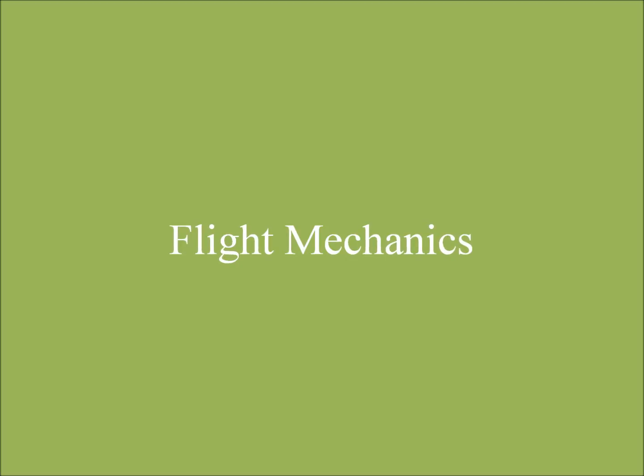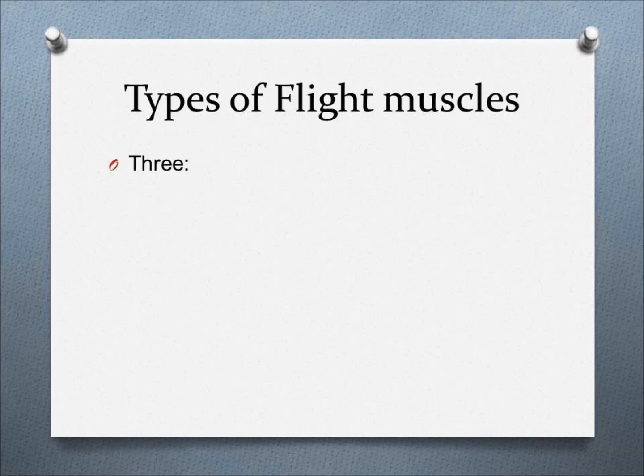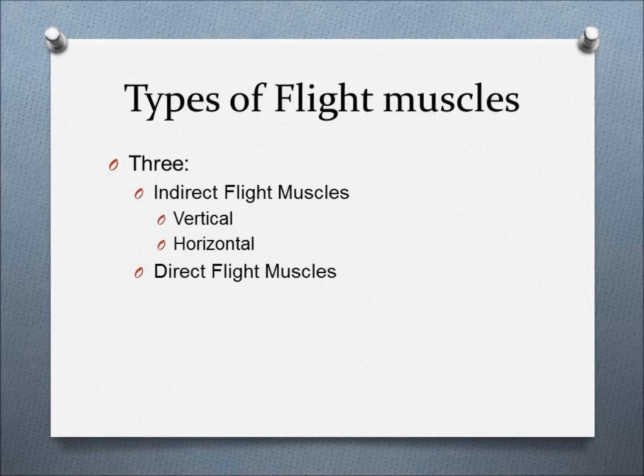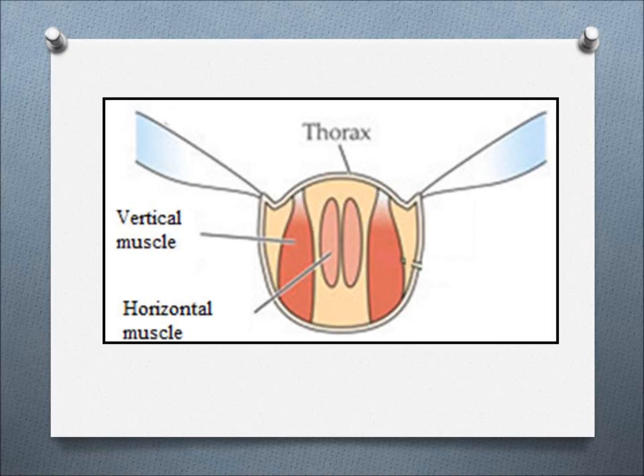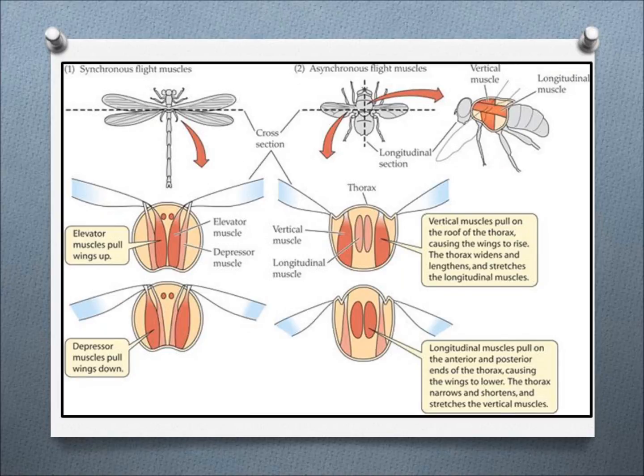Now, let's cover the mechanics of flight. Insect wings do not move by muscles pulling at the base. Flight takes place by using three types of muscles: two types of indirect flight muscles, and one type of direct flight muscle. The two types of indirect flight muscles are the horizontal muscles and vertical muscles. The indirect flight muscles are housed inside the thorax, and the direct flight muscles are located at the base of each wing. The two indirect flight muscles work alternately to elongate and flatten the thorax in a vertical direction.